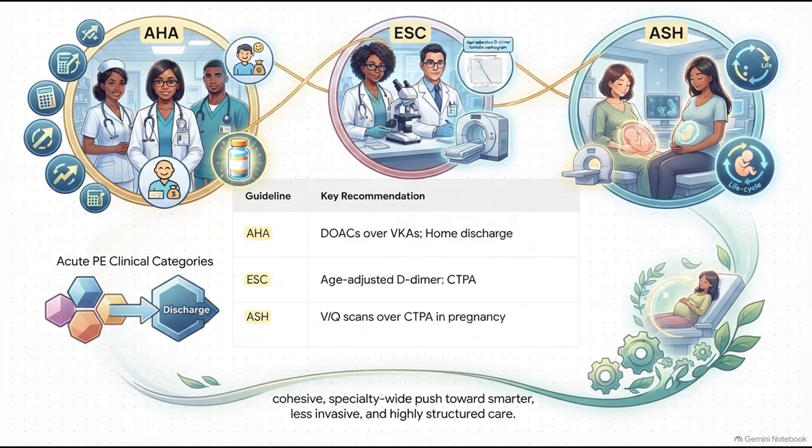The latest AHA, ESC, and ASH guidelines are completely unified around one core message. We have to optimize our resources. The AHA introduces structured acute PE clinical categories, meaning those low-severity patients can be safely discharged home right from the ED, often on DOACs instead of VKAs. The ESC is strictly mandating those age-adjusted D-dimer thresholds we just talked about, with CTPA as first-line imaging. And ASH is holding firm on their preference for VQ scans in pregnancy. It's a very cohesive, specialty-wide push towards smarter, less invasive, and highly structured care.